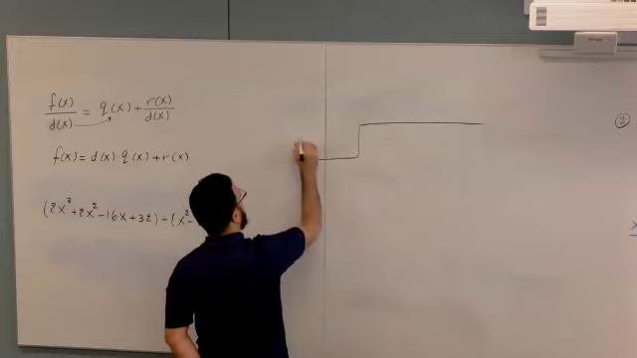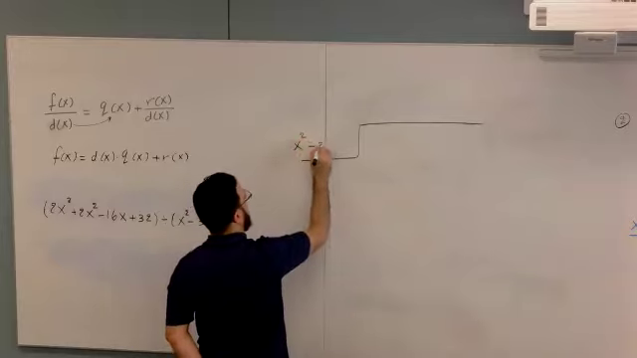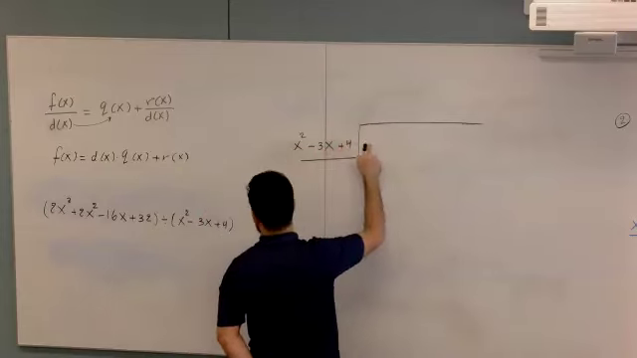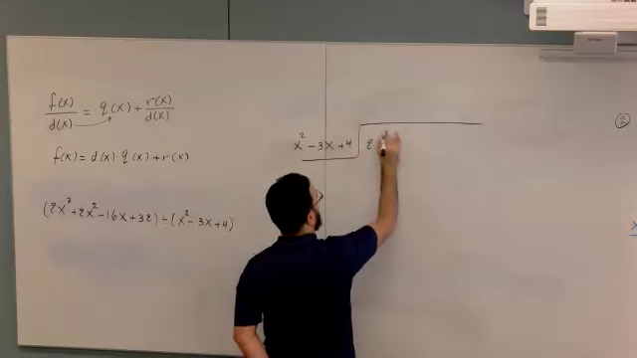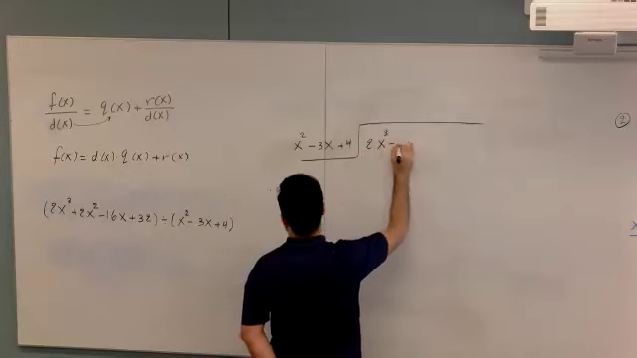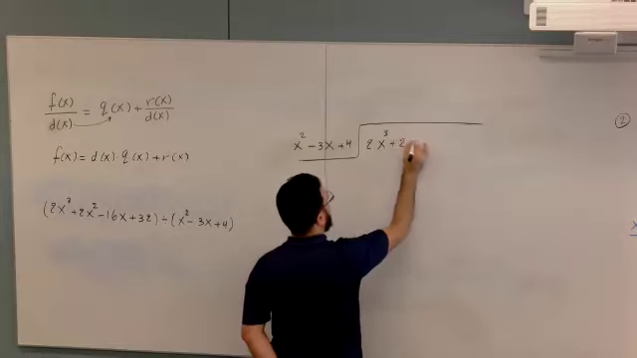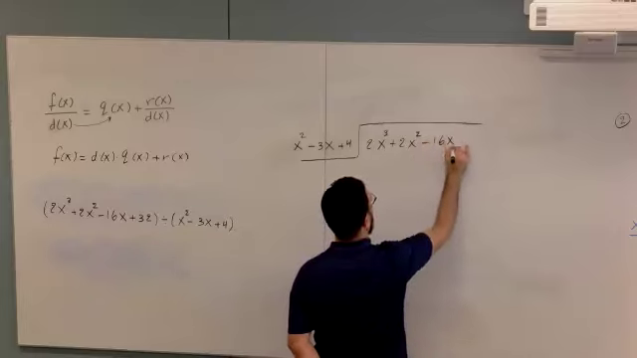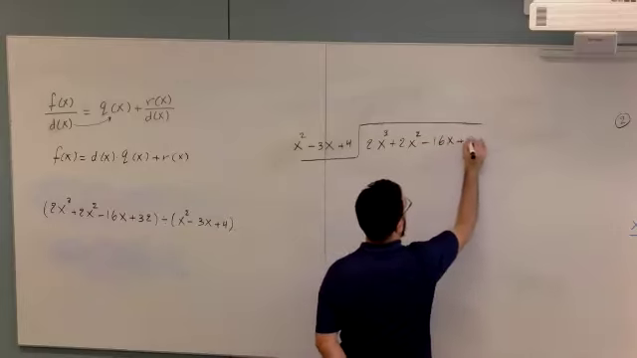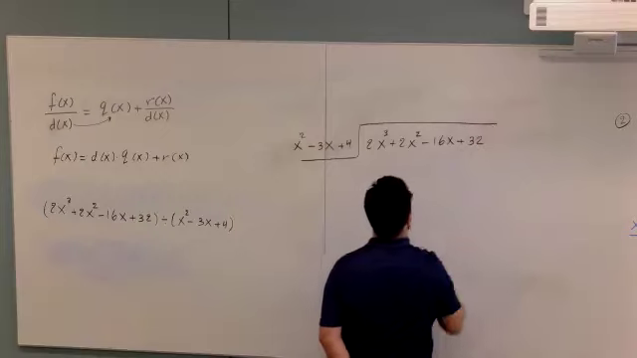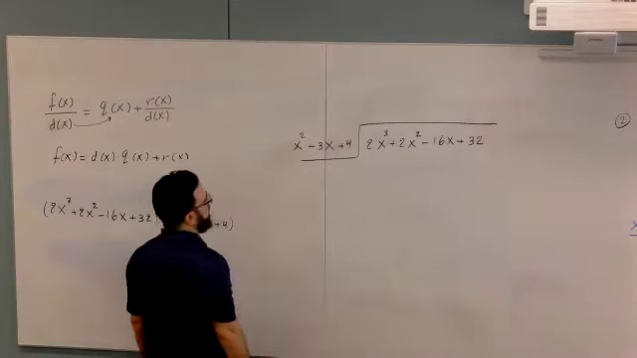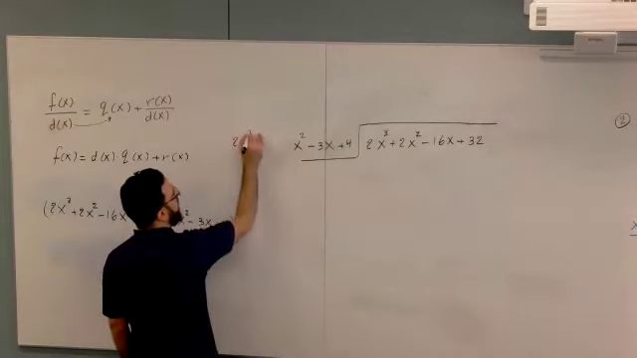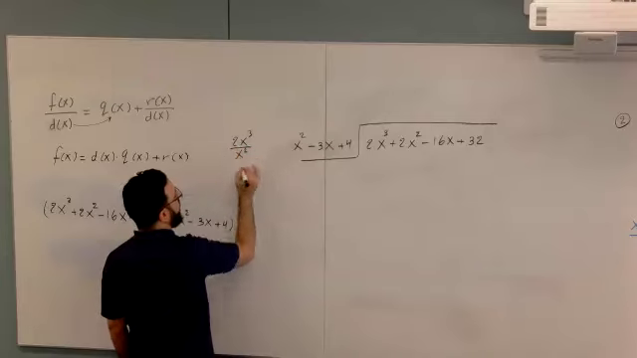Here is going to be x squared minus 3x plus 4. And here is going to be 2x cubed plus 2x squared minus 16x plus 2. Now we're going to do the same thing again. Divide the first one, which is 2x cubed, divided by x squared.